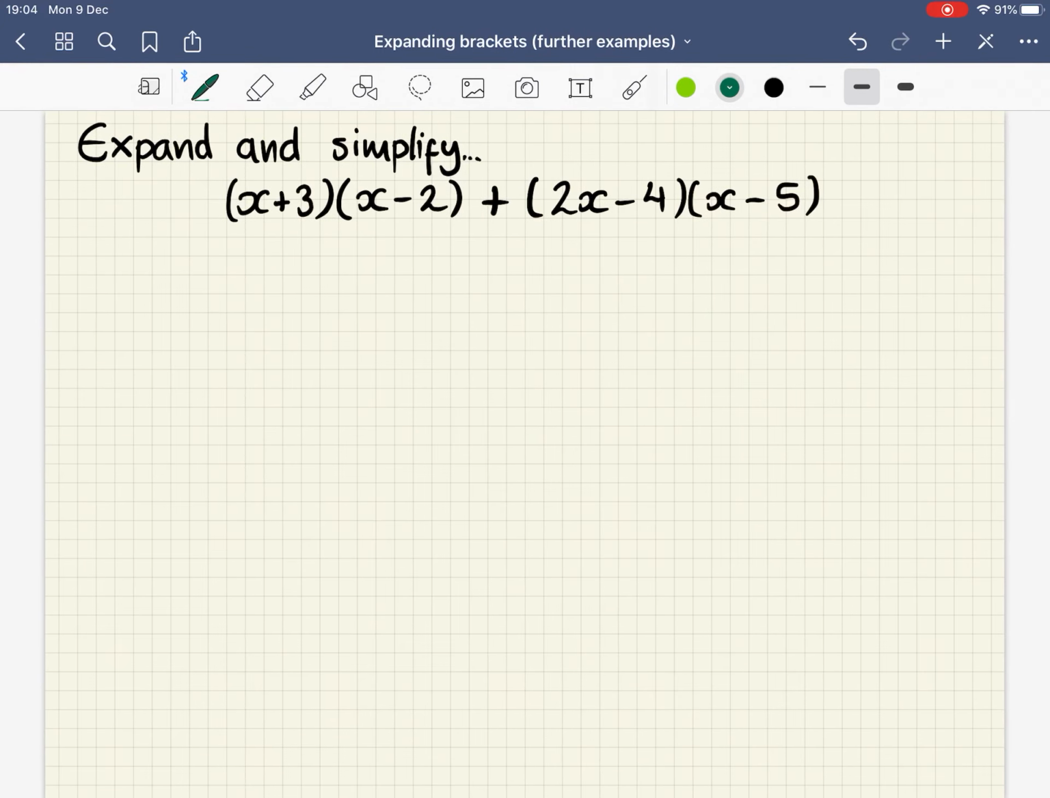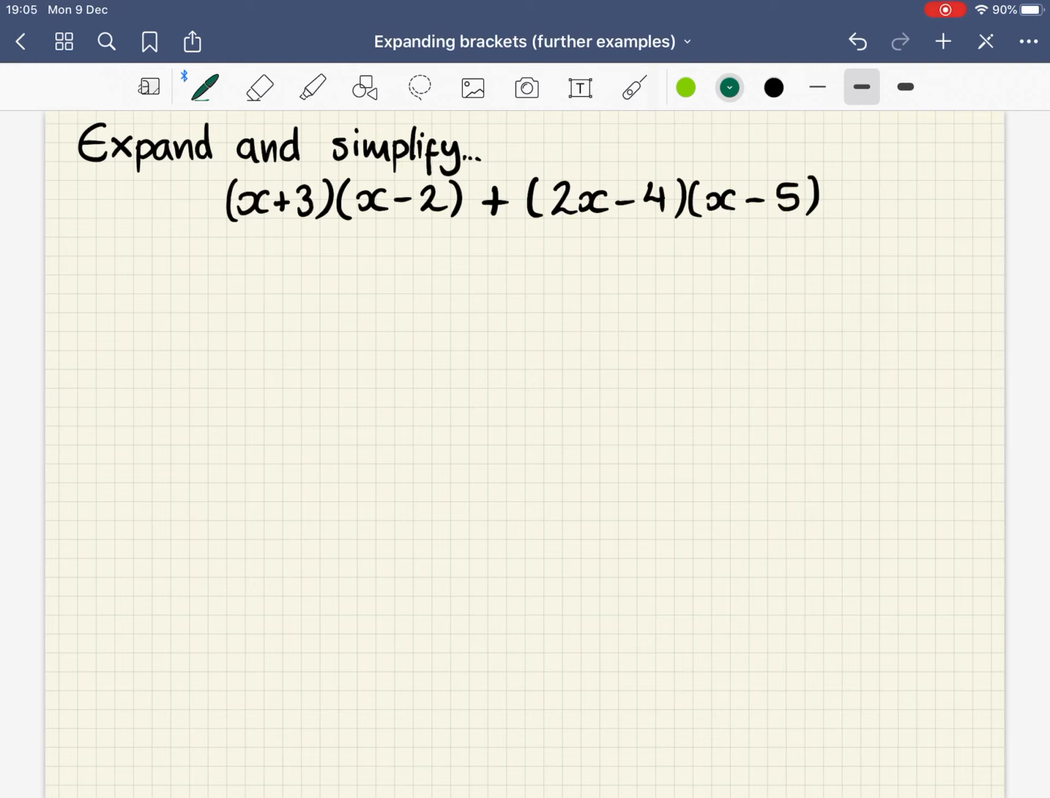Okay, so next one here. We've got two sets of double brackets. Now, my recommendation is to expand them separately and then, in this case, we are adding. So once we've expanded it separately and simplified it, then we're going to add them together. Reason for this is if it's a takeaway, it can cause issues if you just expand it and just stick a plus sign in the middle of your answer.